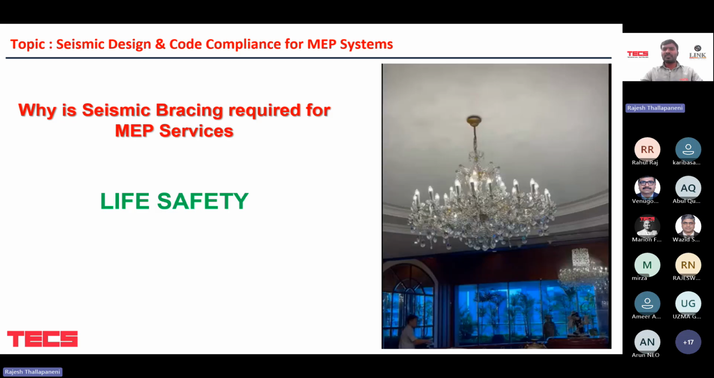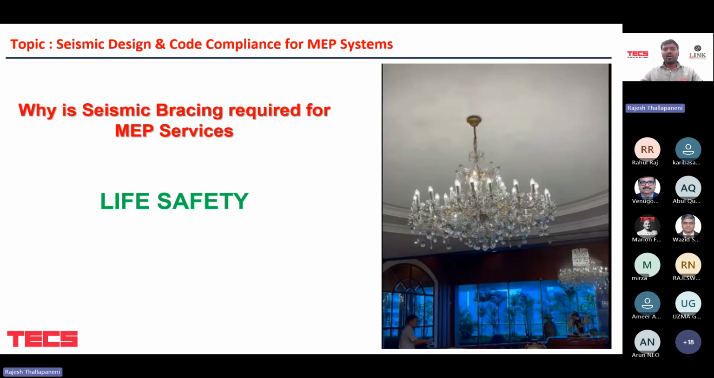Because most of the MEP services will see that 30 to 40 kg per meter when it comes to the services which are running in typical residential or commercial buildings. So there are two thumb rules when we talk about seismic bracing and its requirement. The first thumb rule, or the first important principle for a designer or a consultant or a contractor, is the life safety.